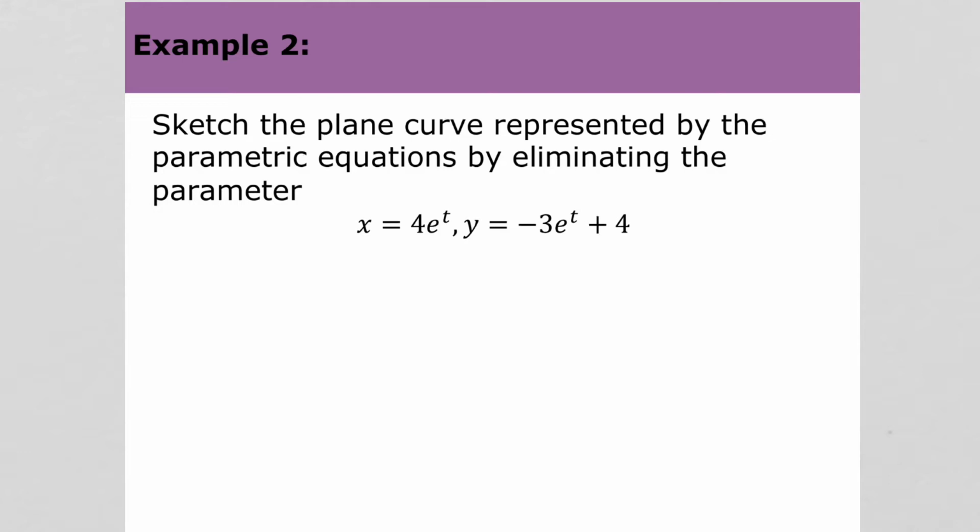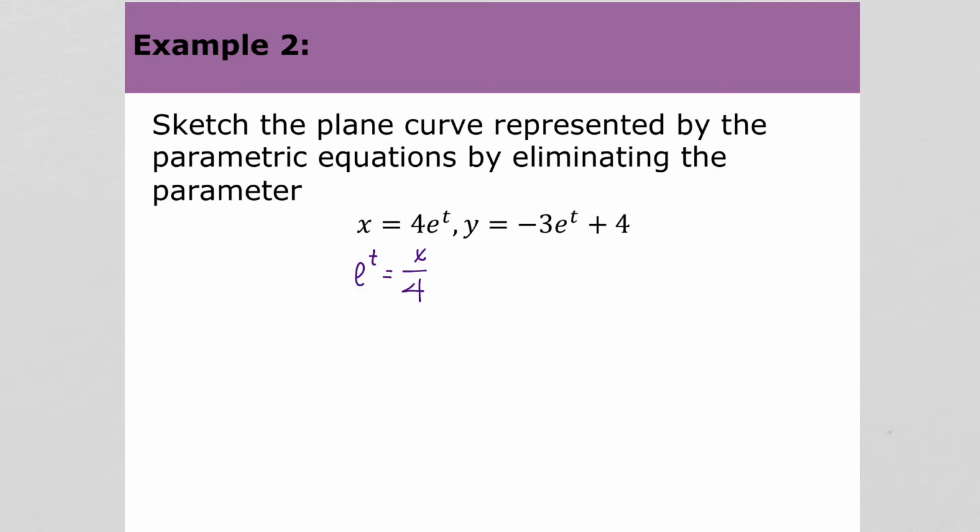Okay, so we've got x equals 4e to the t and y equals negative 3e to the t plus 4. Solve this first equation for e to the t. Okay, I'm trying to get towards getting t by itself. We may not get quite there with this particular problem. But if we solve for e to the t, we're dividing both sides by 4. And so you get x over 4.